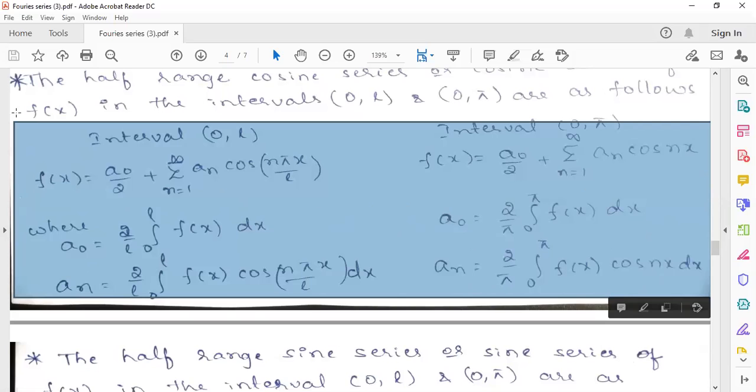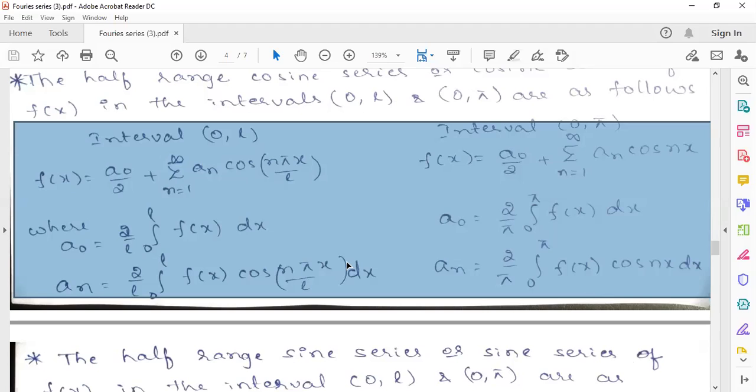We know that for the interval 0, L, the cosine series will have only cosine functions, that is a0 and an, so it should be an even function. For the even function, the Fourier coefficient a0 will be 2 by L, integral 0 to L f of x dx, and an will be 2 by L, integral 0 to L f of x into cos n pi x by L dx. So there is no difference; the formulas are the same. But half range series means they give the value of the function in the half range. We can extend that function however we want. If we want an even function, we can make it even; if we want an odd function, we can make it odd.